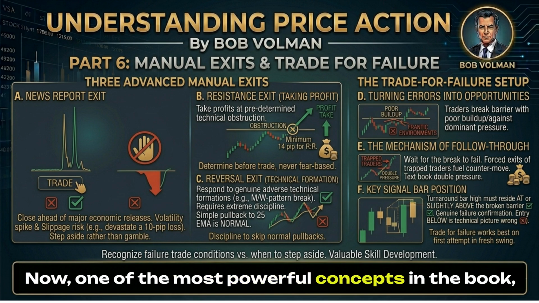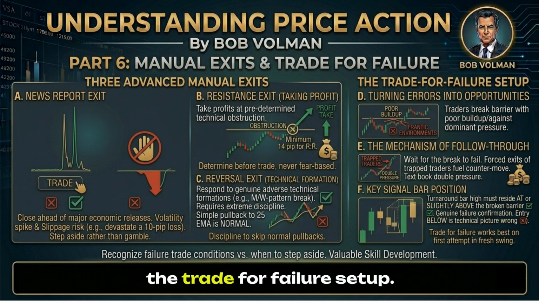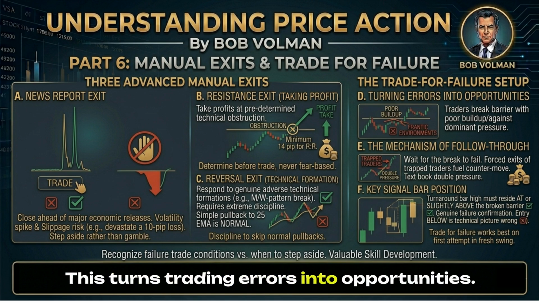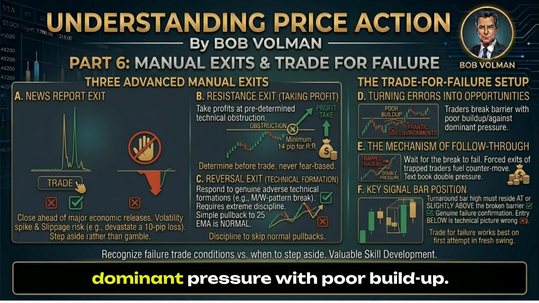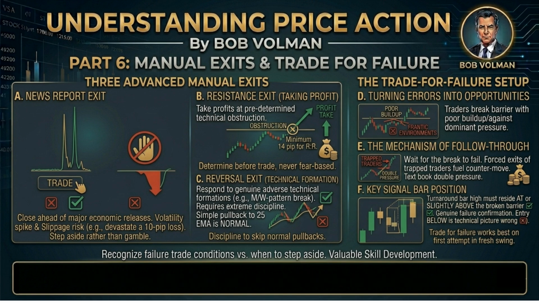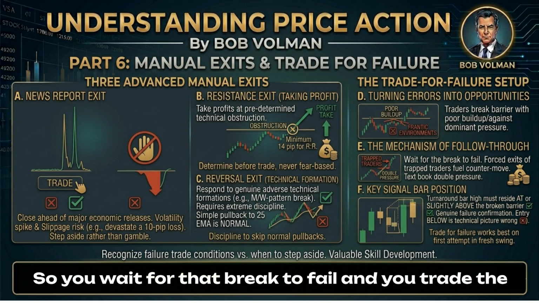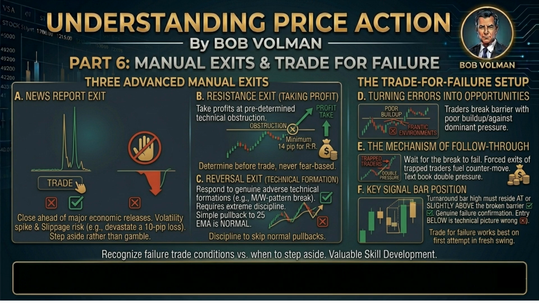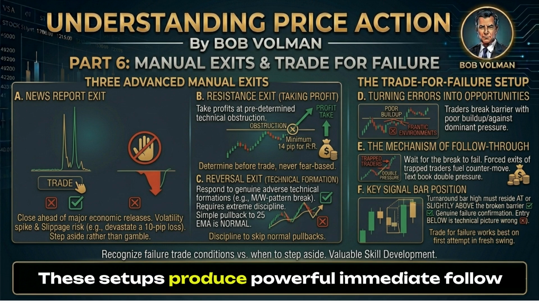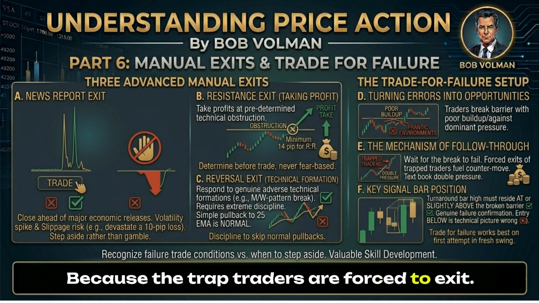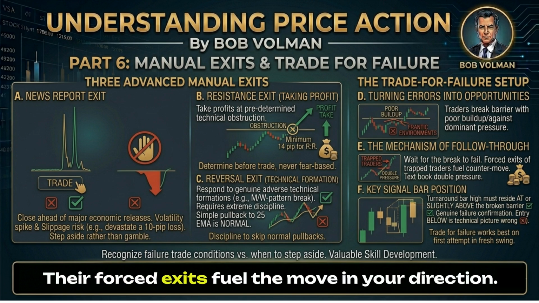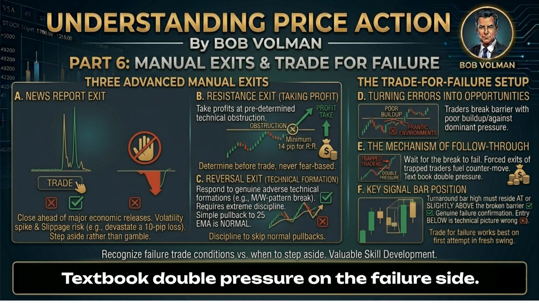Now, one of the most powerful concepts in the book, the trade for failure setup. This turns trading errors into opportunities. You see other traders break a barrier against dominant pressure with poor buildup. So you wait for that break to fail, and you trade the counter move. These setups produce powerful, immediate follow-through because the trapped traders are forced to exit. Their forced exits fuel the move in your direction. Textbook double pressure on the failure side.